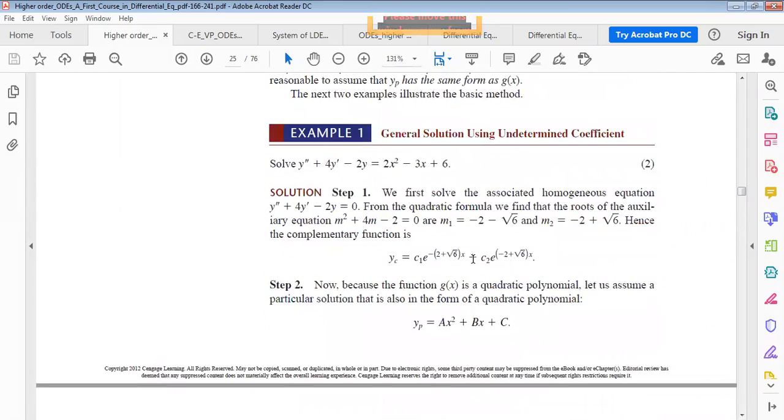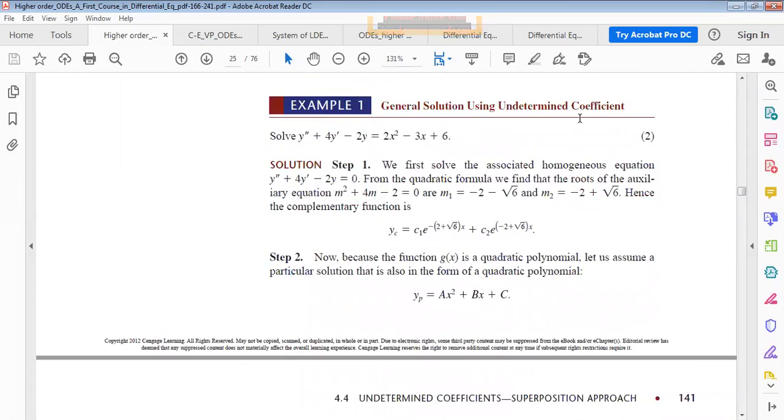So the general solution using the undetermined coefficient method. Suppose this is the second order non-homogeneous linear differential equation. If we take the left hand side equal to 0, then it becomes homogeneous, and the solution, using the constant coefficient method, m square plus 4m minus 2 equals 0, then we get two roots.